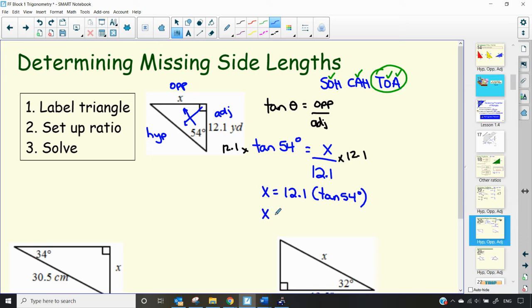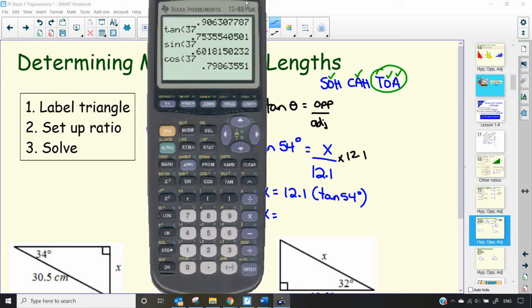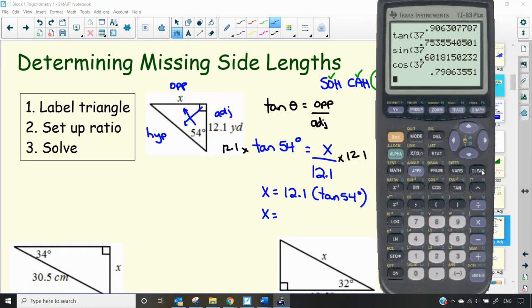Again, units are going to stay there the whole time. So on my calculator, what I'm going to do is 12.1 times tan 54. So 12.1 bracket tan 54. And I can actually just write it as 12.1 tan 54 without the brackets, and I'll still get the same answer. Now, something that's important for us to note here, tan is a function, and so when you hit the tan button, it automatically opens a bracket for you.